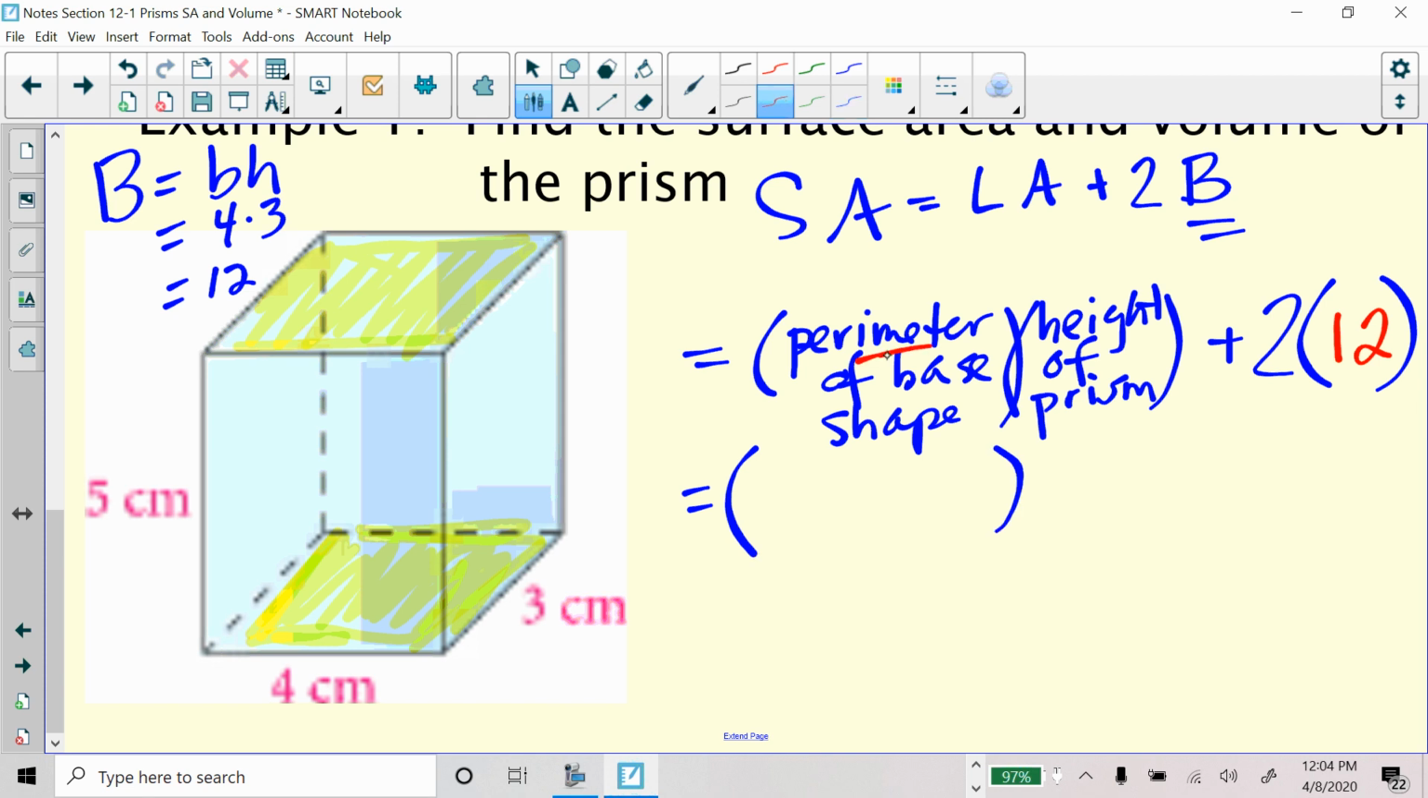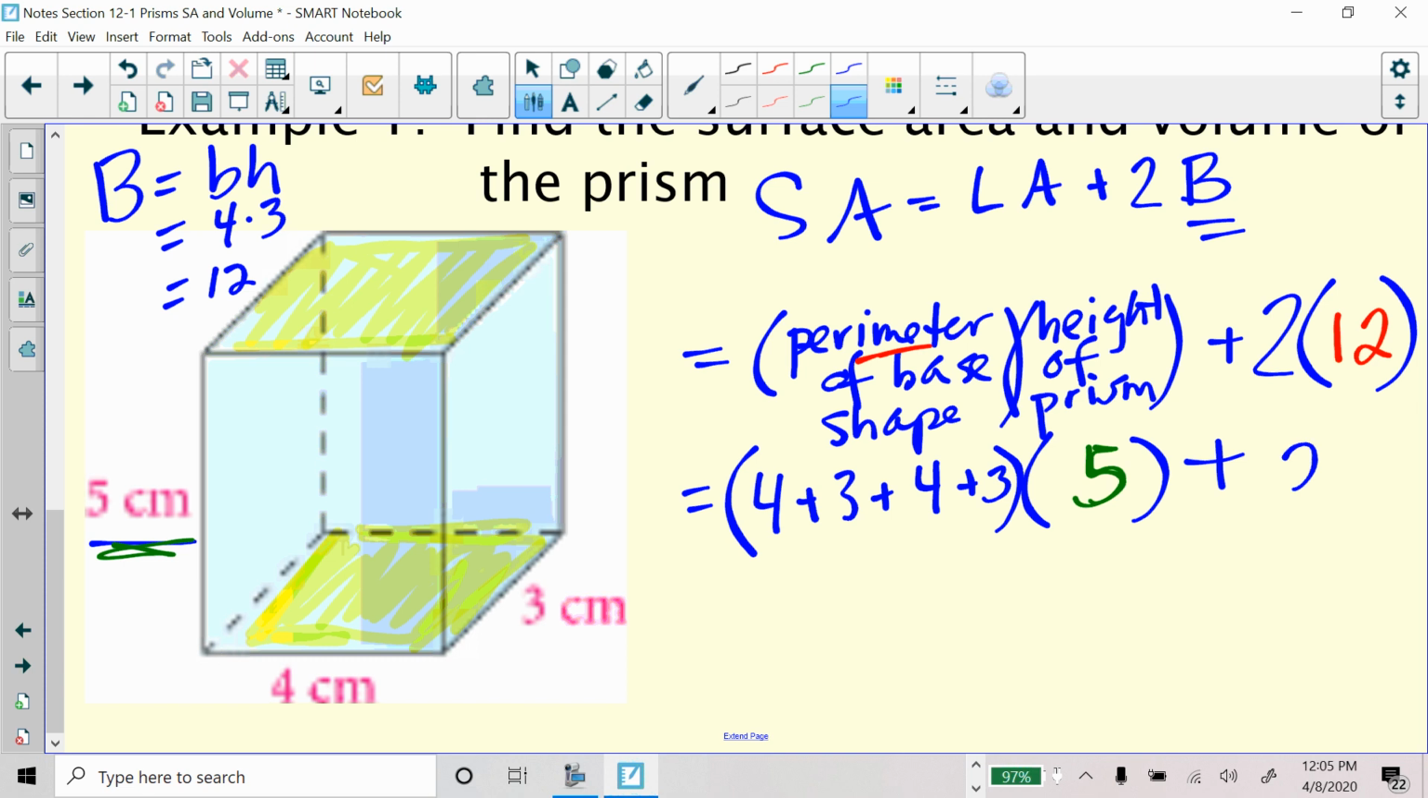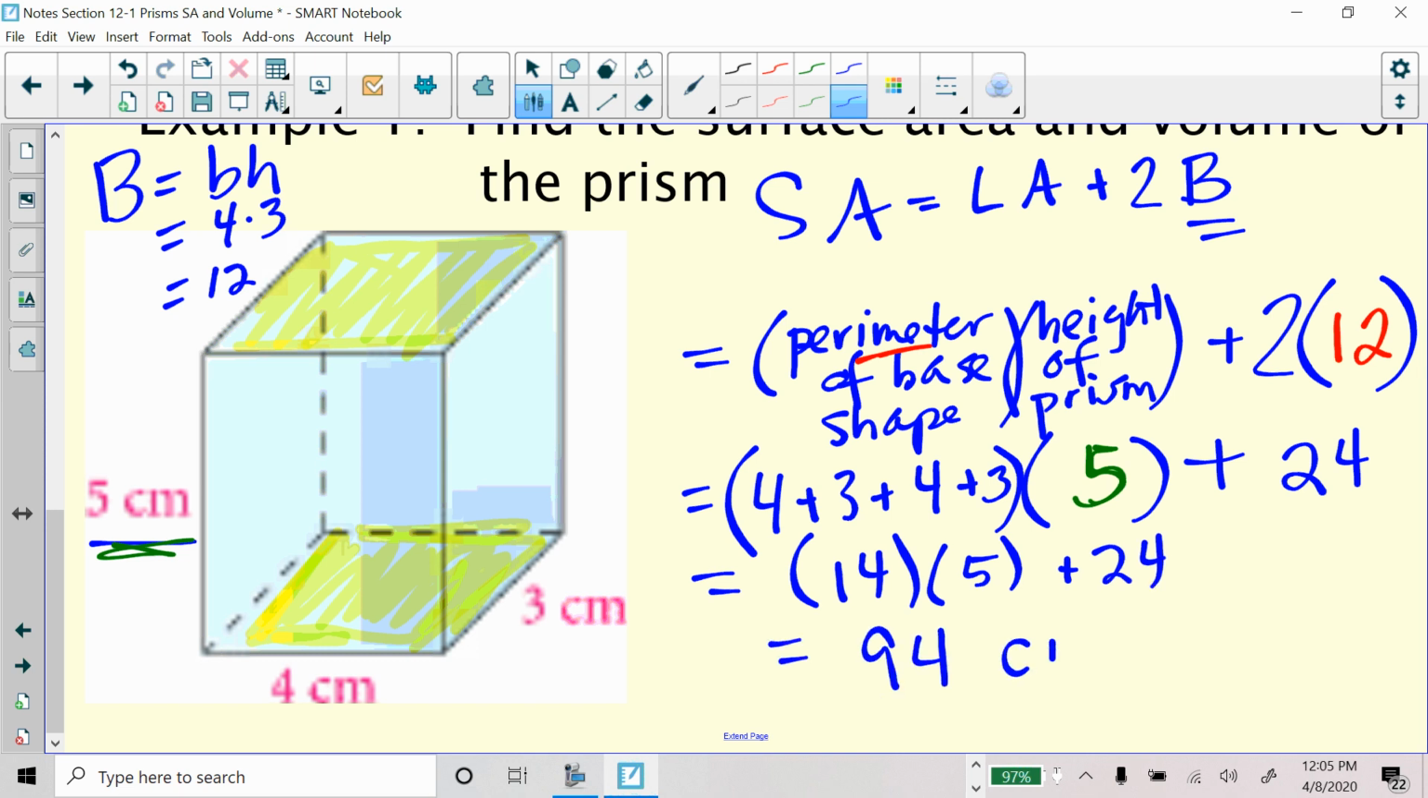So be careful. I used 4 and 3 as my base shape in this particular rectangular prism, so I'm going to have to say 4 plus 3 plus 4 plus 3. If you prefer to use 2L plus 2B, that's fine. 5 over here is the height of the prism, so I'm going to put a 5 right there for the height of the prism. Plus, and we know this is now 24. All right, and this is going to be 14 times 5 plus 24, and we're going to get 70 plus 24, which is 94 centimeters squared.